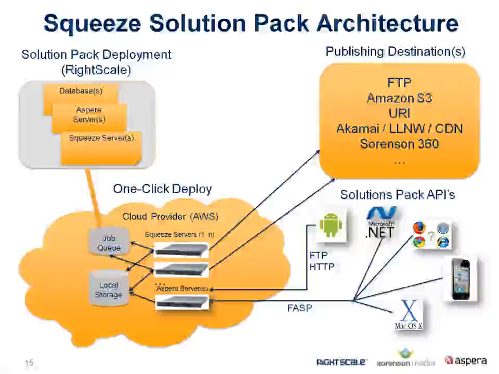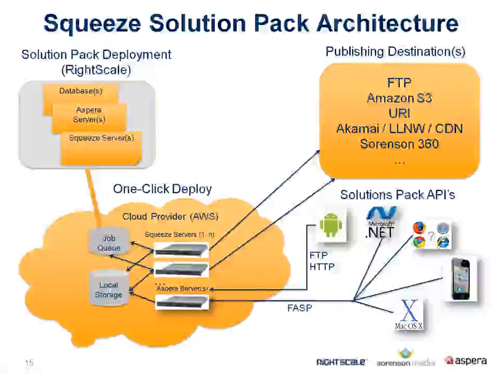But then moving from there, up to the top right, we can deliver out of the solution basically to any URI. We have some built-in templates for things like FTP, Amazon S3, our Sorenson 360, and some of the most common CDNs.